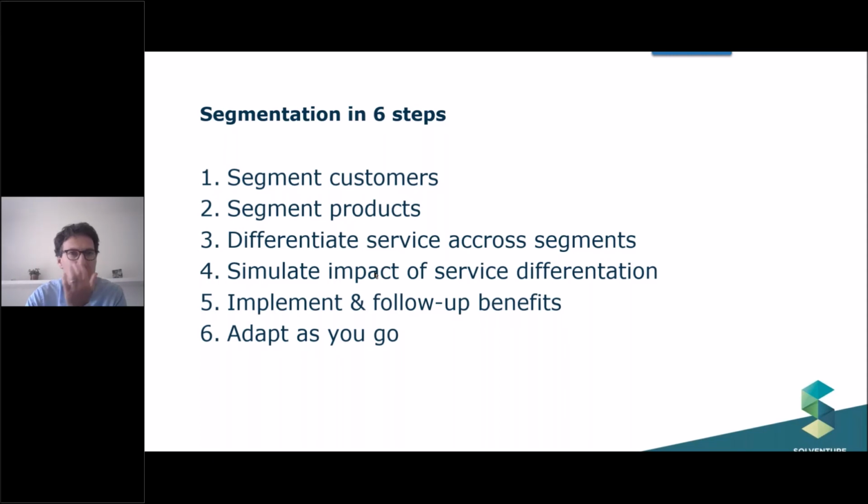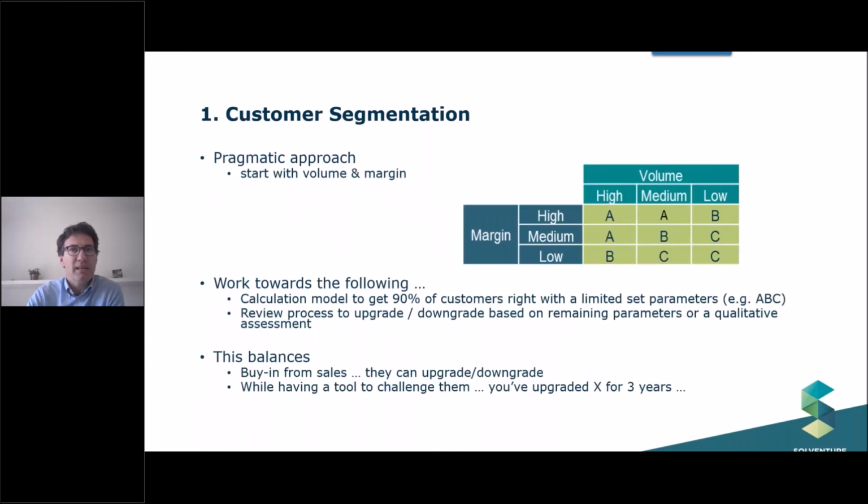You will see I take 6 steps in the approach. We'll first talk about customer segmentation, segmenting products, how we will differentiate across the segments. We'll simulate the impact, we will follow up the benefits, and we'll have a word on how to adapt that over time. I see I don't have too much time, so I'll go a bit quick over it, but I believe we can still make it.